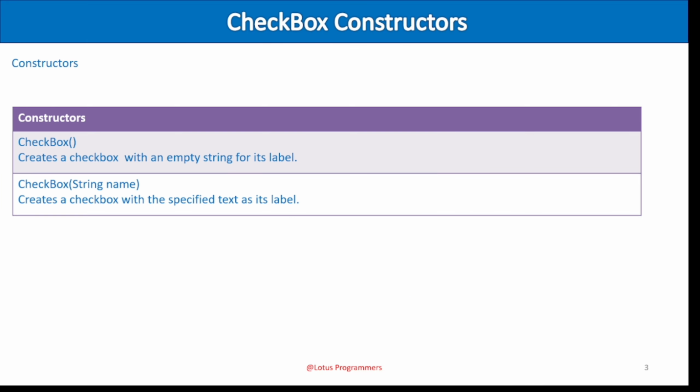Let us take the discussion of constructors of the CheckBox class. CheckBox has two important constructors. One is the CheckBox without any argument, which creates an empty checkbox without a label. The second constructor creates the checkbox by specifying a text name as the label of the checkbox.